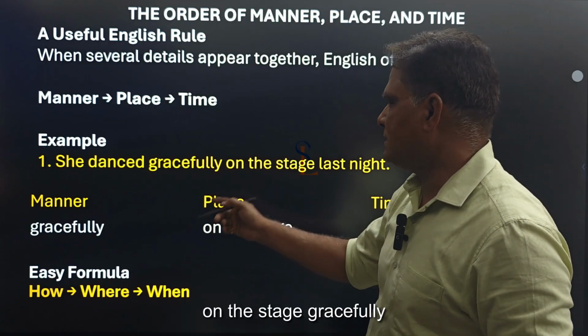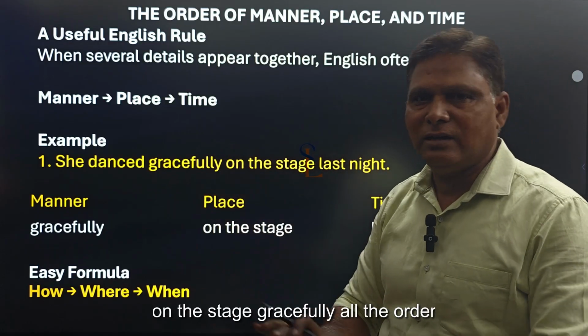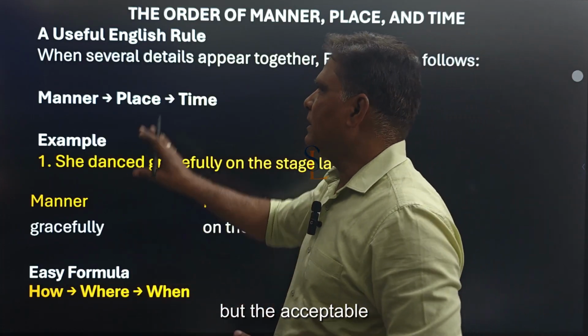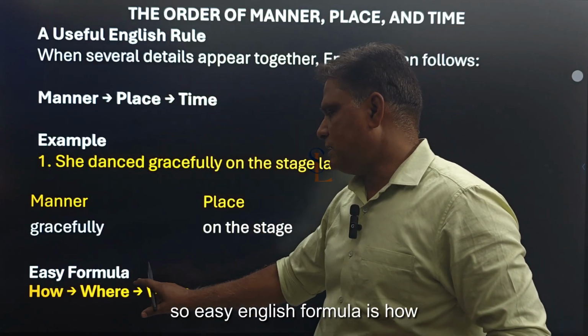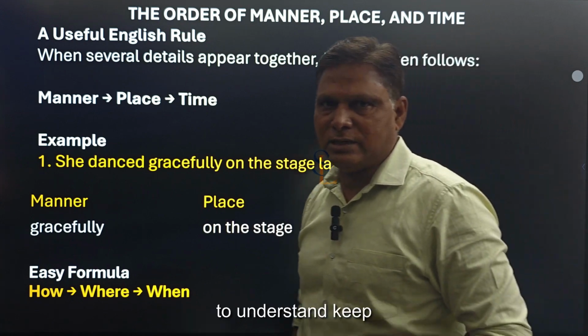She danced on the stage gracefully last night. She danced last night on the stage gracefully. All these orders of the words may be acceptable, but the acceptable English rule is manner, place, and time. So the easy English formula is how, where, and when. That is how you need to understand.